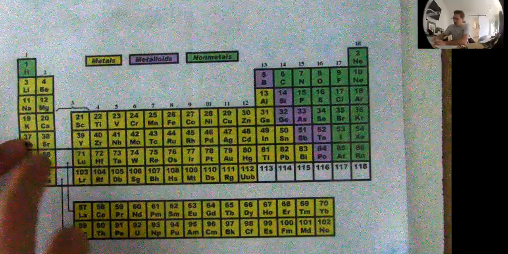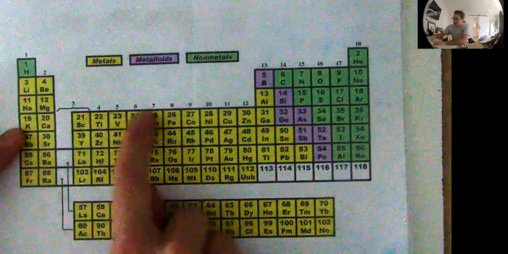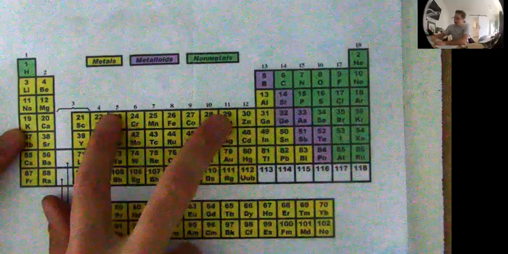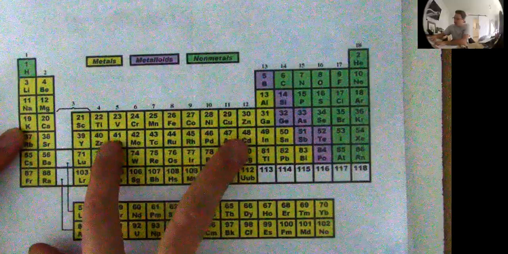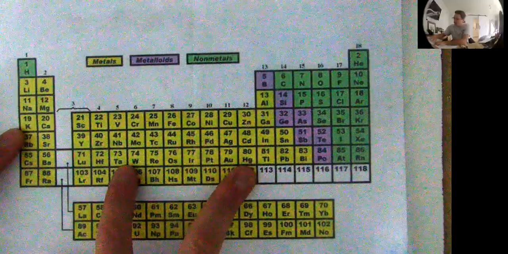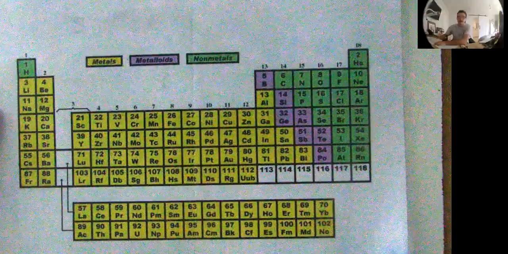And another reminder is that column 4 to column 12 is what I'm teaching you are the transition metals, column 4 to column 12. All right.